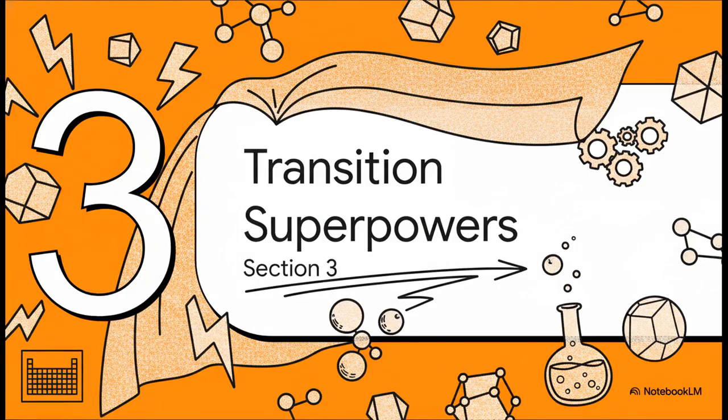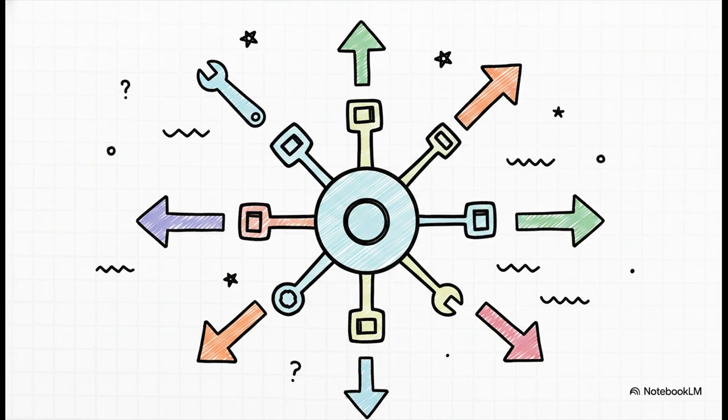Up next, Section 3, Superpowers of Transition Metals. Let's dive into superpower number 1, variable oxidation states. Unlike your standard S-block metals that usually just toss away an electron or two and call it a day, transition metals are highly flexible. Because there's just a tiny energy difference between their outer ns electrons and their inner d electrons, both layers can get involved in bonding.